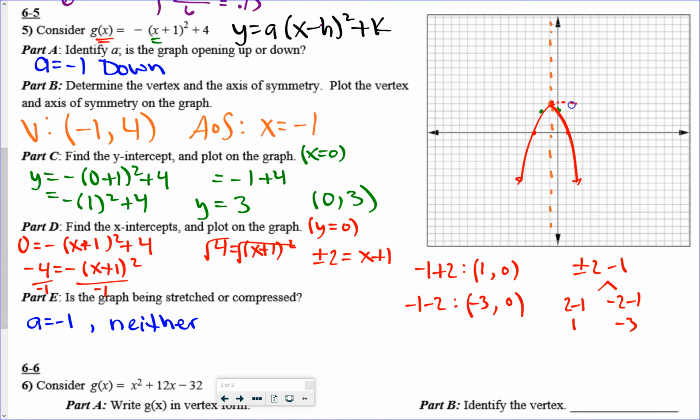This is 4, right? All of my y's are literally underneath the 4, right? We're below the 4. So the range for this particular problem would be all the y's are less than or equal to 4. Okay? So on your number 5, you should be looking at your vertex to help you with your range.